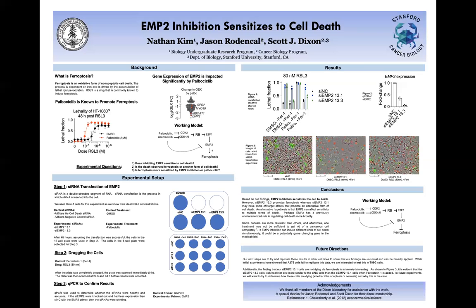And finally, just concluding some of my original thoughts. Looking at this new working model, we have identified that EMP2 inhibits ferroptosis from occurring. Just to reiterate, one of the very interesting points we saw was that 13.1 was dying by some other means other than ferroptosis. So that is definitely what we would want to spend our next steps investigating further.